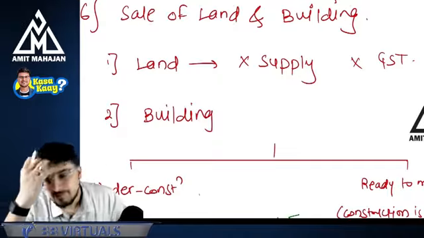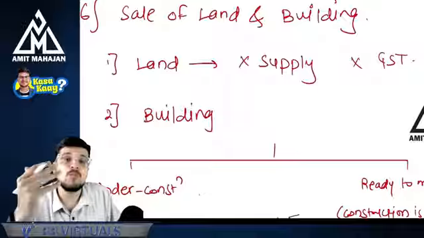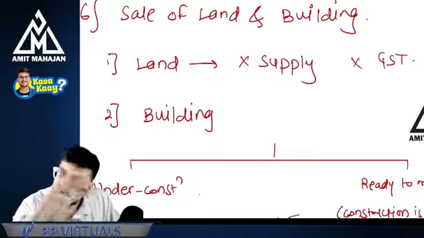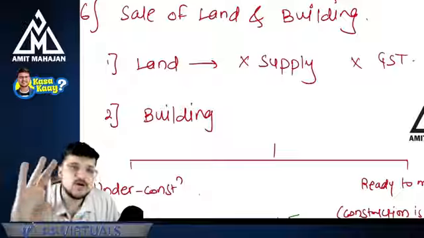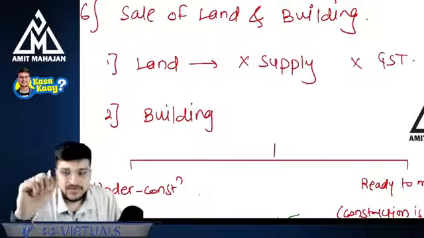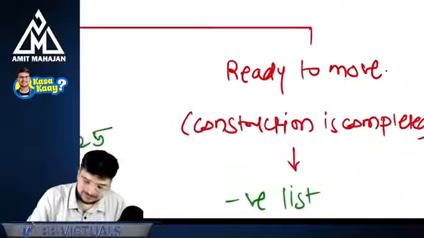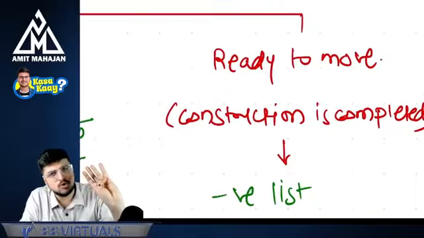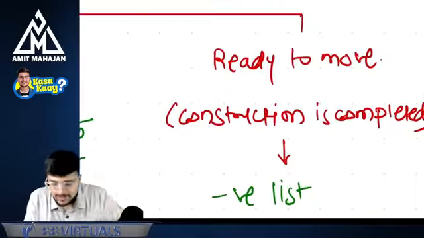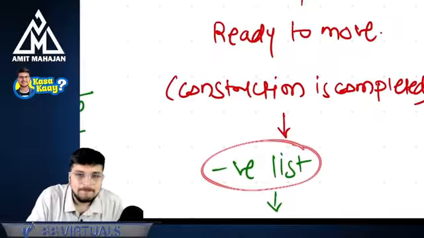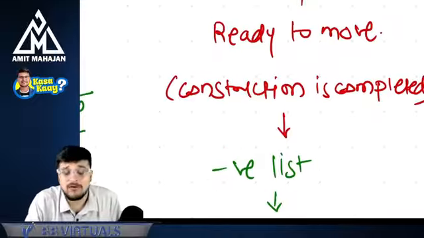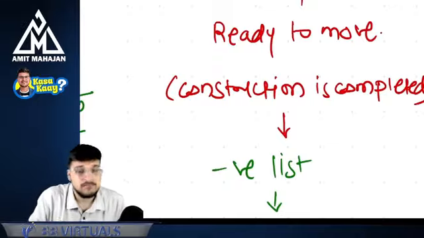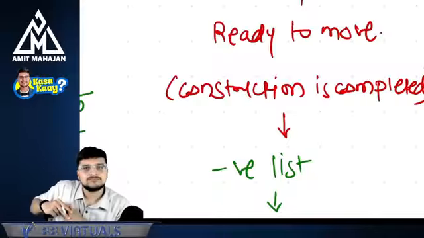If it is a ready to move flat, which means entire construction is done, please tell me one thing. Can I say it is not goods and there is no service also? It will fall under negative list because there is no construction element, there is no service element which is involved, because construction is already completed.